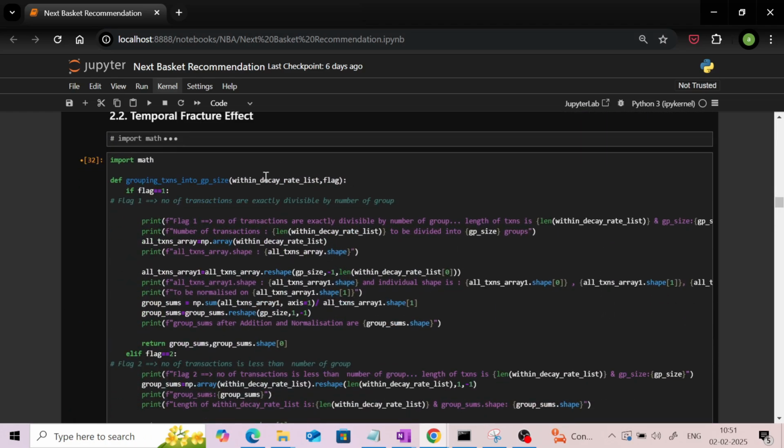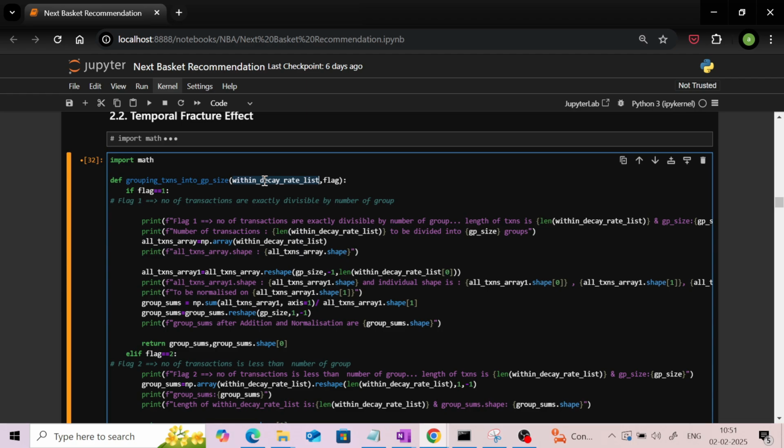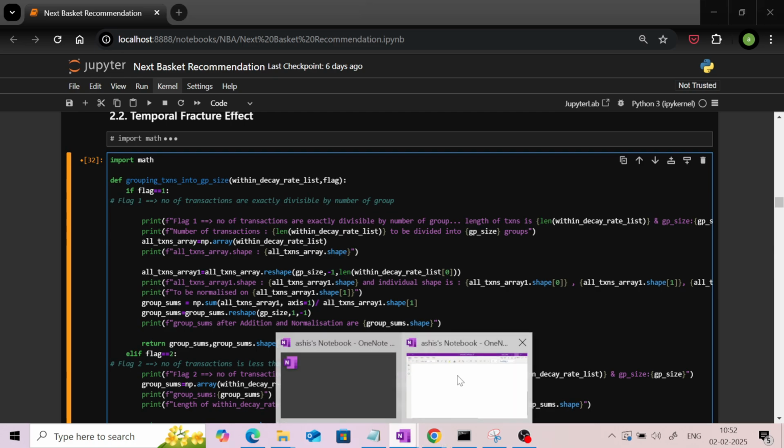It takes the within decay rate list that we get from the temporal ripple effect and the flag values, and then it does some checks. If flag equal to 1, it means the number of transactions is exactly divisible by the number of groups. Here the number of groups is 7 and the number of transactions is 15, so it is not exactly divisible and we will skip this part. Had it been exactly divisible, I will explain it quickly.